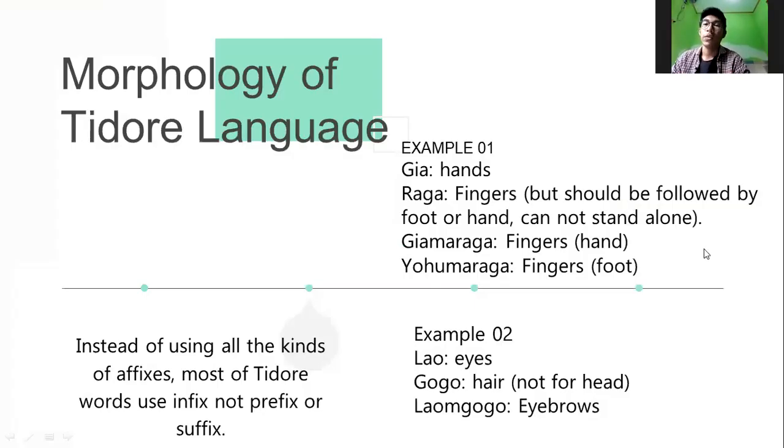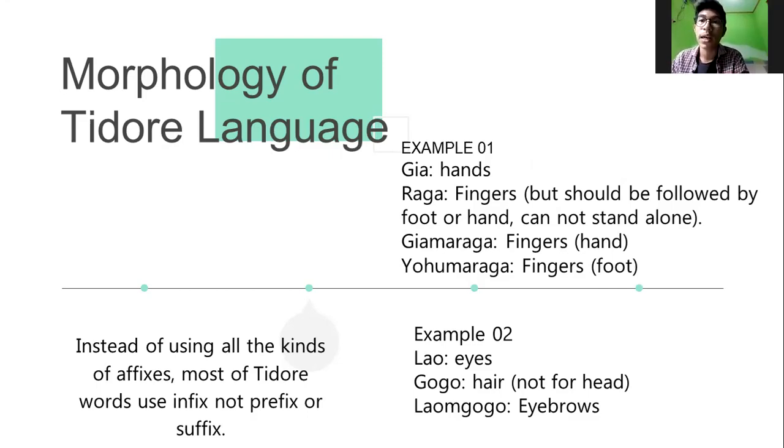Morphology of Tidore language. Okay. Words use infix, not prefix or suffix. This is what I see in general. So you hardly find prefix or suffix in Tidore language words. Instead, you will find a lot of infix, which is the addition that is put in the middle or inserted in a word. So for example, let's see the example.